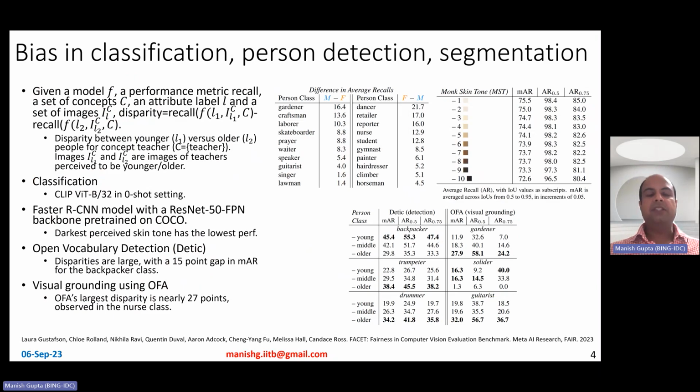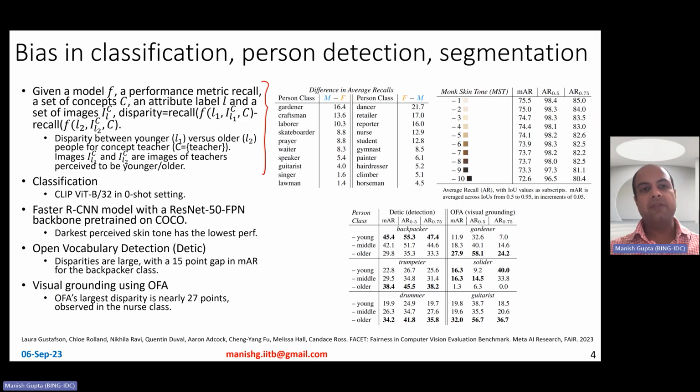So now, how do they use this data set? Well, they use this data set to identify bias in classification, person detection, segmentation, open vocabulary detection, and also visual grounding kind of problems, right? These are all vision related problems. And the way they measure the bias is by measuring something called disparity.